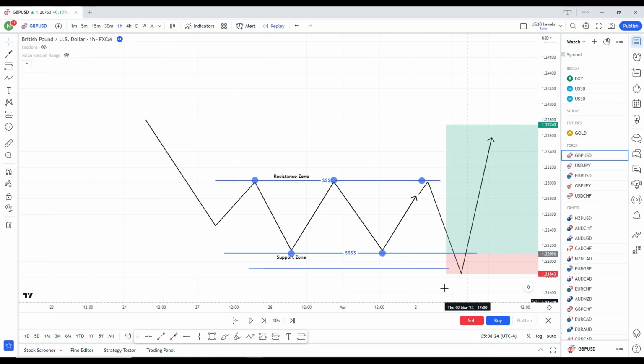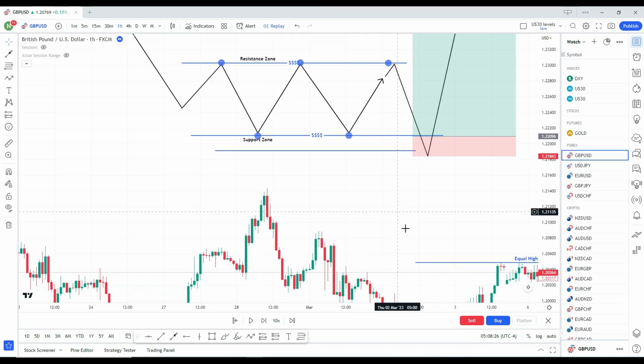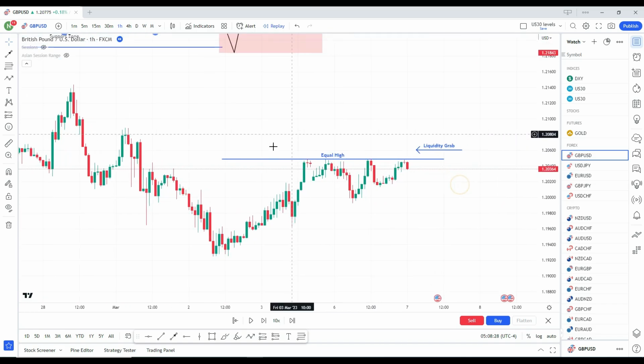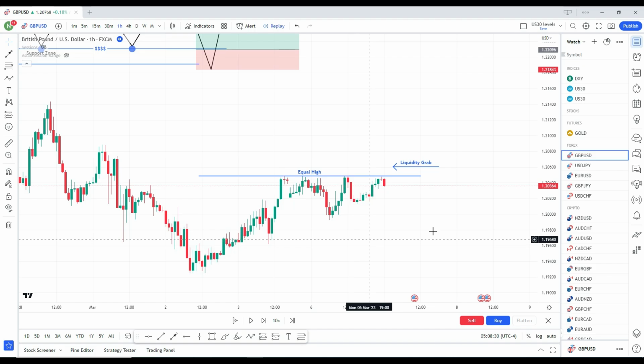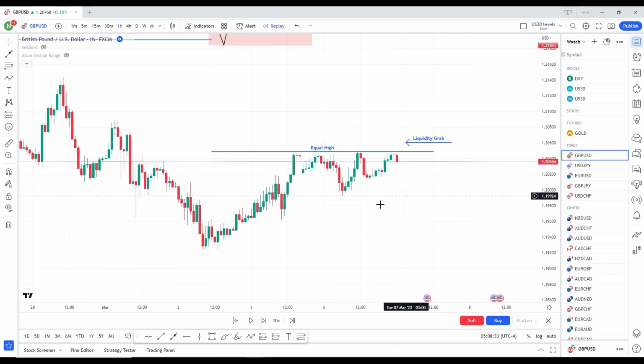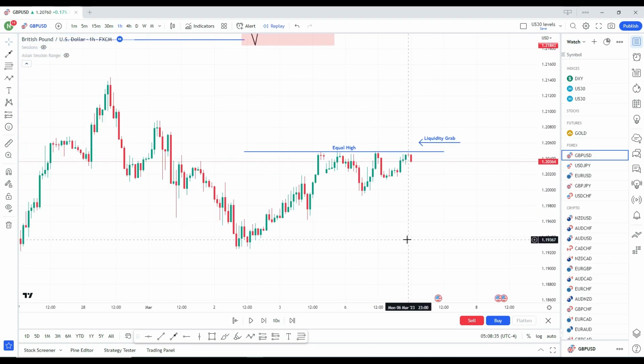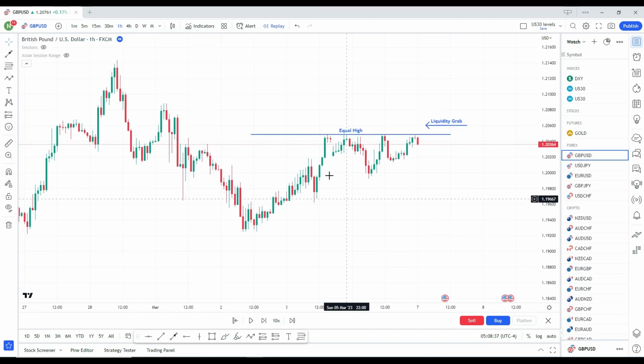Now let's look at the real example in the market. This is GBP USD and we're looking at the 1 hour time frame. So this is an equal high. Retail traders would be looking at this zone as a resistance zone where the market comes and rejects. It's rejected, they take their sales.